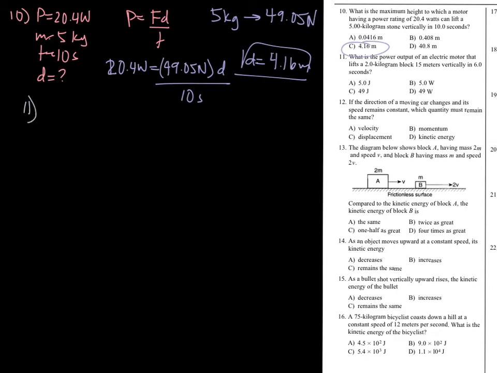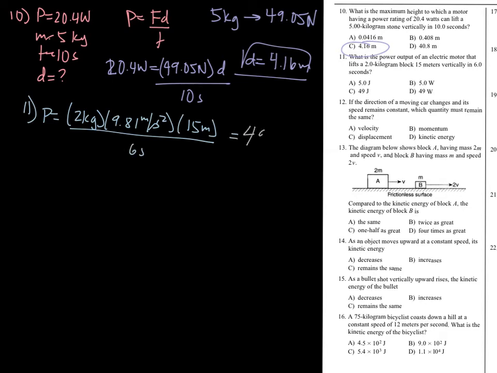11 is just like 10, same idea, this time looking for power. As our shortcut, I'm just going to take our mass here, 2 kilograms, multiplied by 9.81, just do it all in one go in the setup, times our distance of 15 meters over 6 seconds, and that should get us 49 watts. Now be careful here: if you look at choices C and D, same number, but power is watts, joules is work, different things. So be careful there when you're looking at the units.